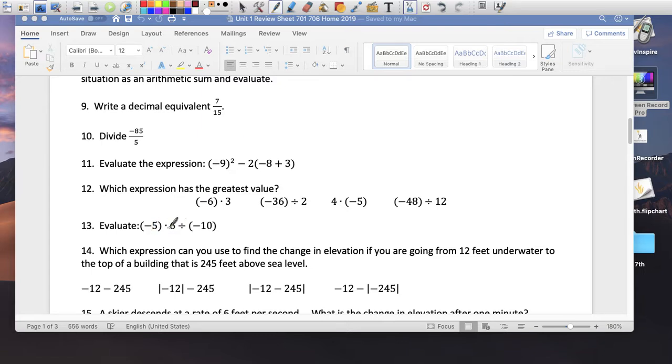Next, 13, negative 5 times 6 divided by negative 10. Order of operations tells us we have to do whichever comes first between division and multiplication, from left to right. So we're going to take care of these two first. Negative 5 times 6 is negative 30. I'm going to now divide that by negative 10. A negative divided by a negative gives me a positive, and 30 divided by 10 is just 3.